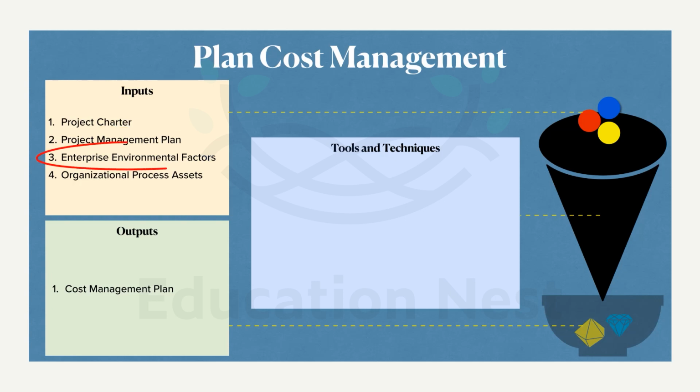And we have learned the enterprise environmental factors. It's important everywhere. We need to know what internal environment is going to affect me, what external environment is going to affect me. So enterprise environmental factors act as input here. And then, of course, the organizational process assets: what ideology to follow, what methodology to follow, everything is important input for the plan cost management. Let's quickly move to the tools.